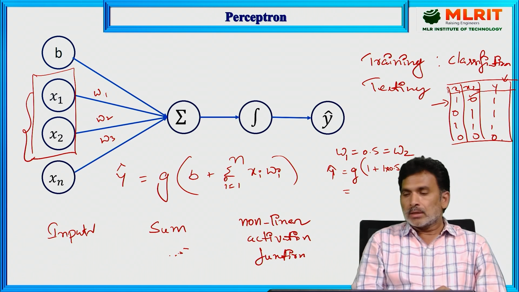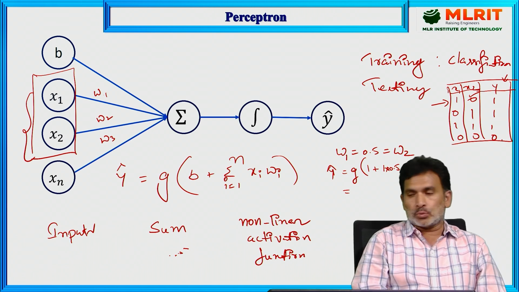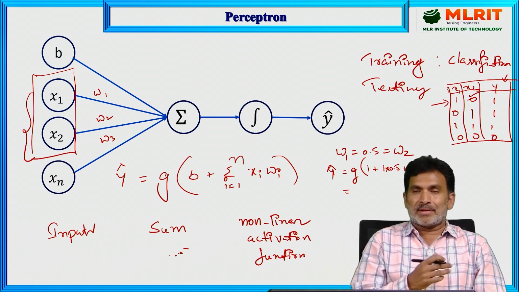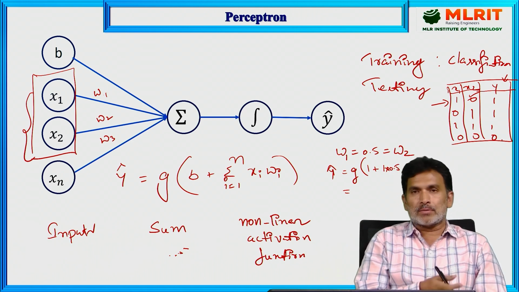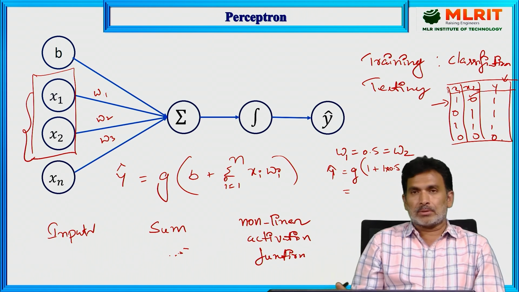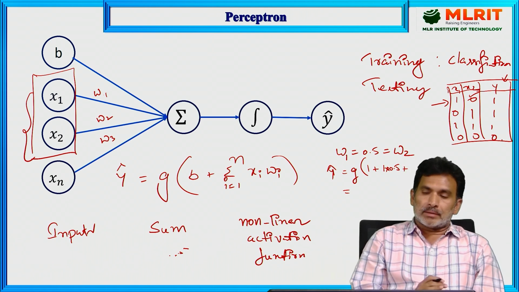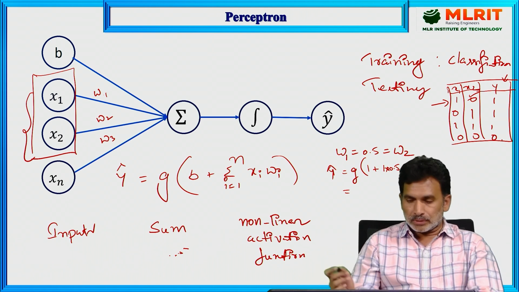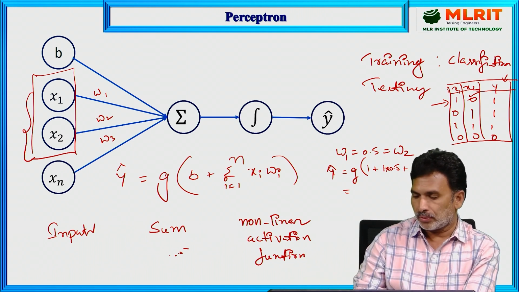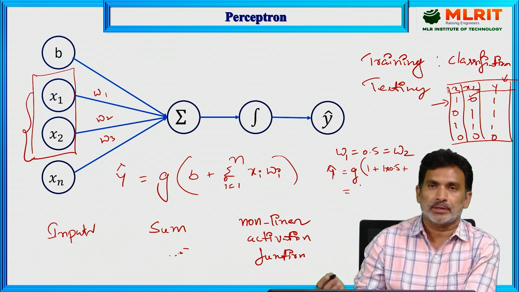It has to produce the correct output. Suppose the input x1, x2 is 1 0, it has to produce 1. If it is 0 1, it has to produce 1. If it is 1 1, it has to produce 1. If it is 0 0, it has to produce 0. So that is the way. Let us say the output is produced by this nonlinear activation function.